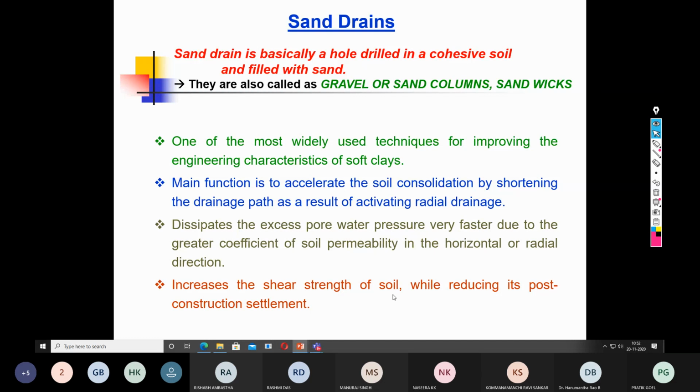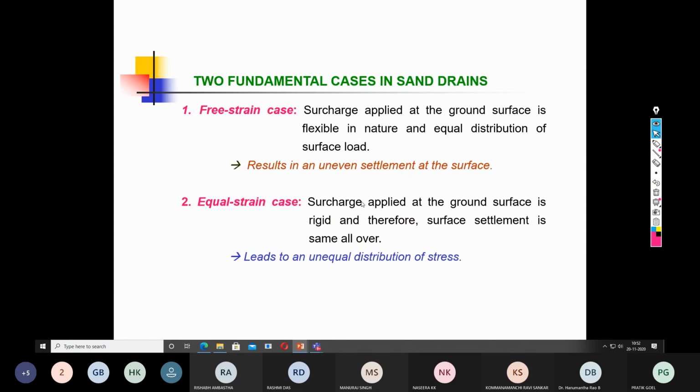It increases the shear strength of the soil while reducing the post construction settlement. This is the primary purpose of any sand drain technology. When you apply the surcharge load, we can apply it in two ways: one is free strain case, the next is equal strain case. In the free strain case, the surcharge applied at the ground surface is flexible in nature, that is equal distribution, but this results in uneven settlement. Opposite to this is the equal strain case.